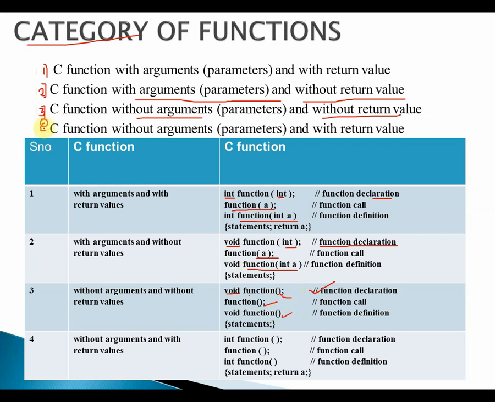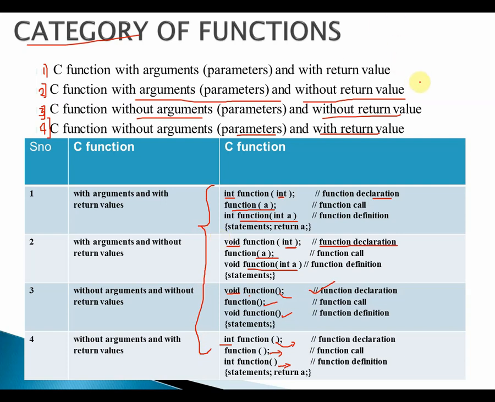And the fourth category of functions is functions without arguments and with a return value. For example, you have int as the return type, so there is some value to be returned by that function, but no parameters, empty parenthesis. Similarly, this is how you would write the function call, and this is how you would write the function definition in this fourth category of functions. So there are four categories. Examples of each of these I have put down onto the screen on the slide.